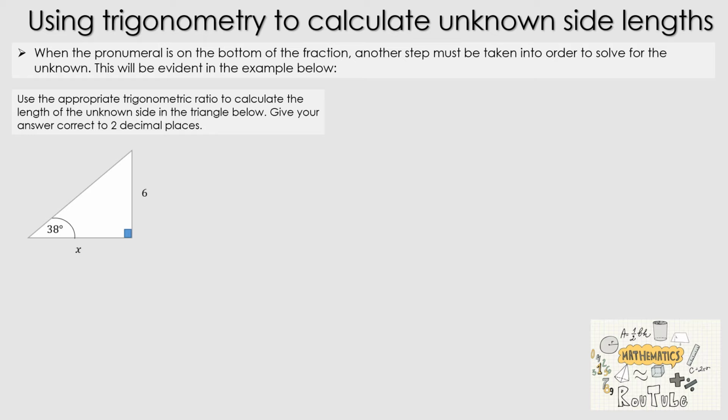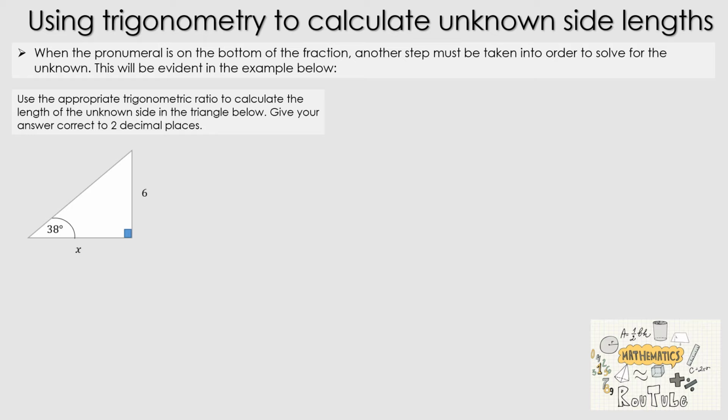All right, let's have a look at another question where we need to use trig to calculate unknown side length. Like I said before, this question will be fairly similar to the process that we just followed, but it'll be slightly different in step 5 when we get to solving. So when the pronumeral is on the bottom of the fraction, another step must be taken in order to solve for the unknown. This will be evident in the example below. So we're going to use the same 6 steps that we used in the previous example, but this time step 5 we're going to have to do something a little bit different, which we'll get to in a second.